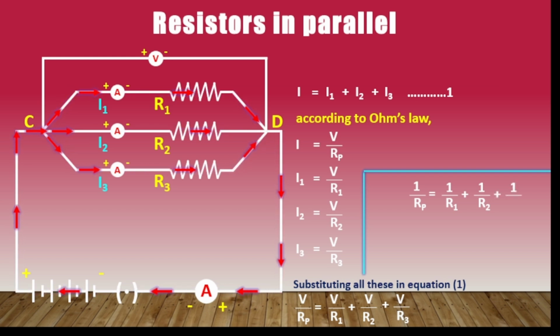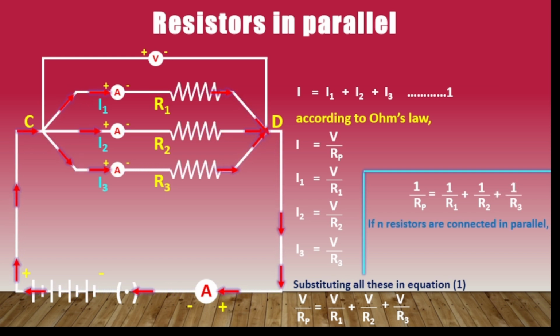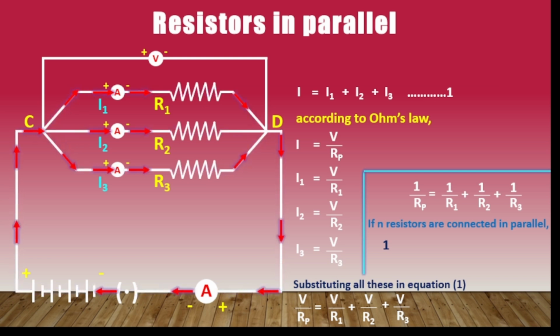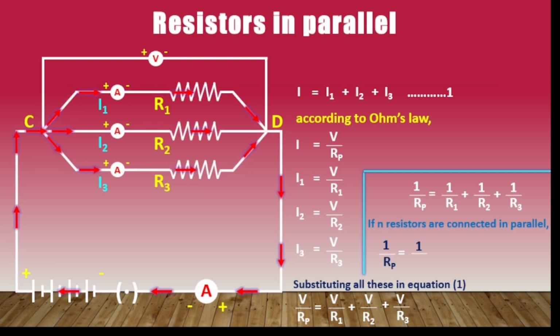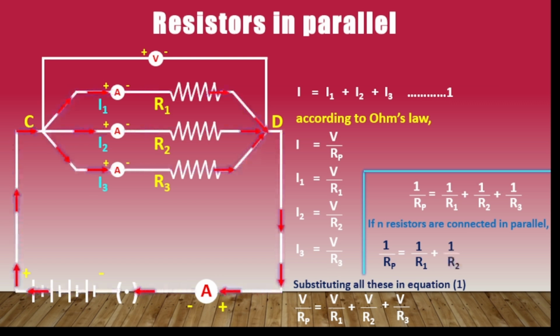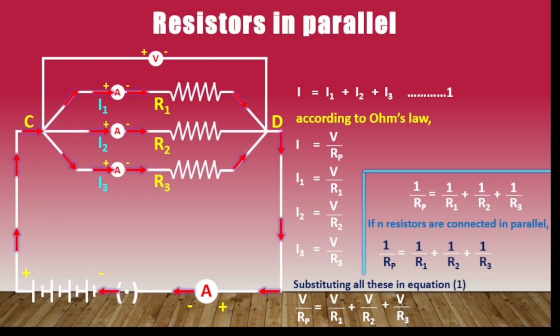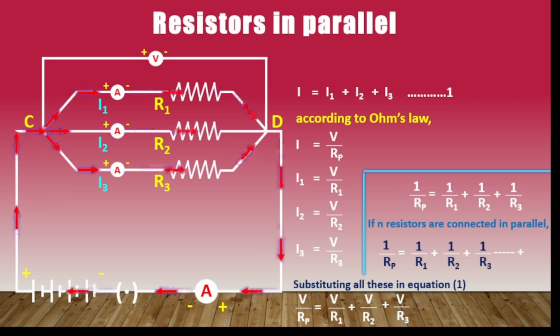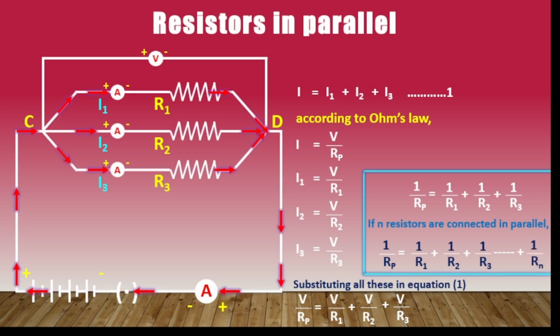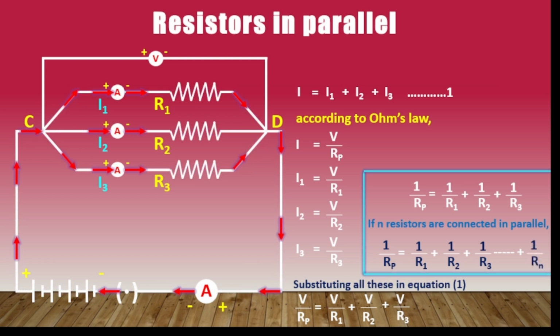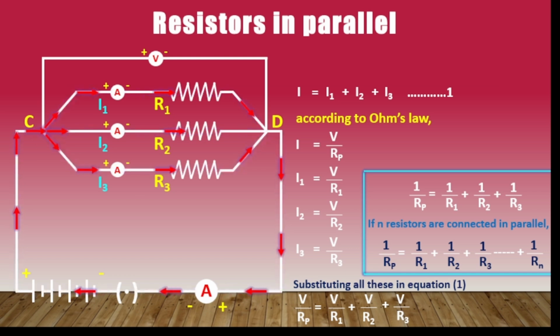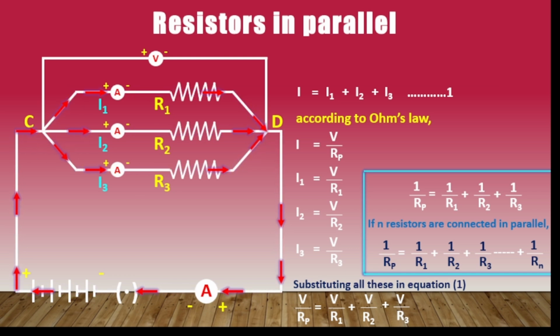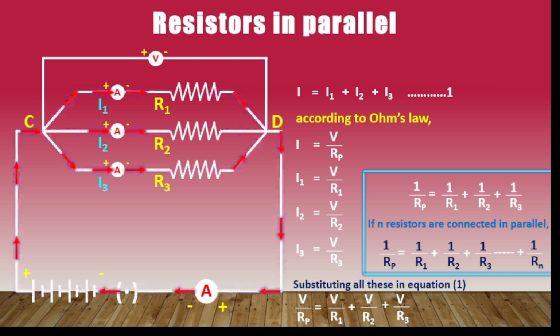And similarly, if we have n number of resistors, it will be till Rn. Like if we have 10 resistors, it will be till R10. If we have 20, it will be till R20. So here we have a formula for resistors in parallel.